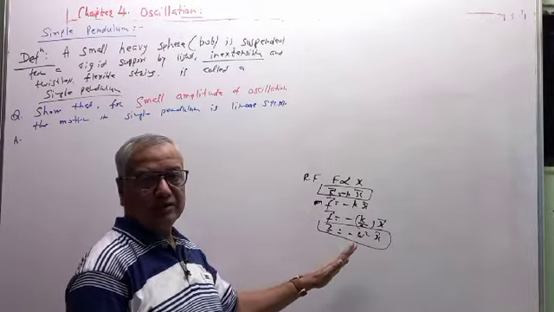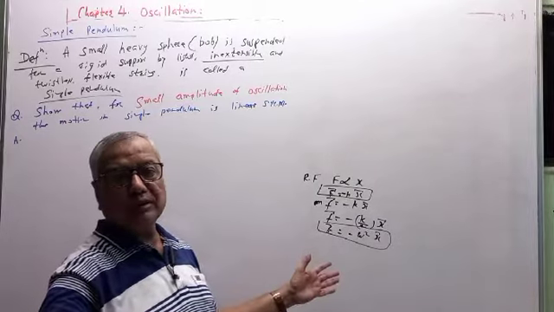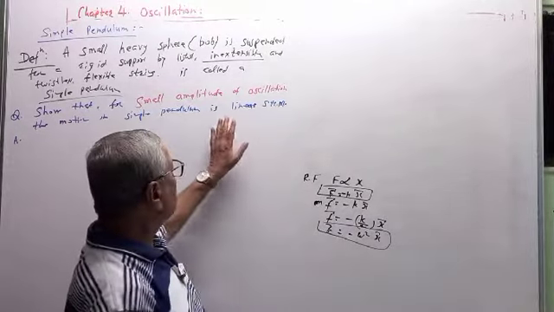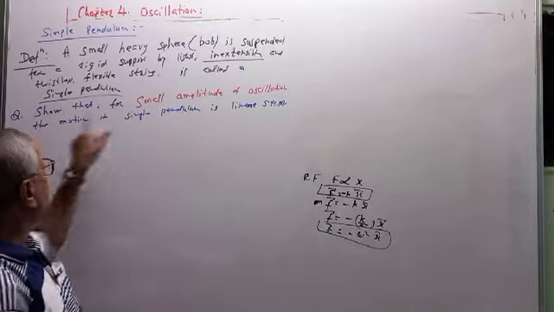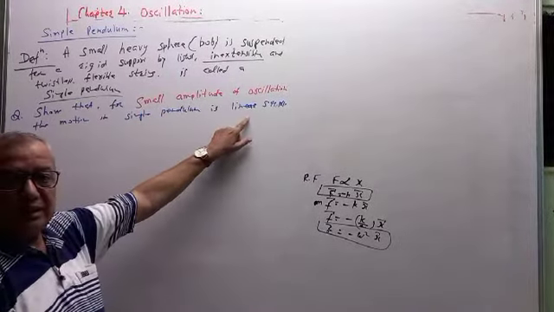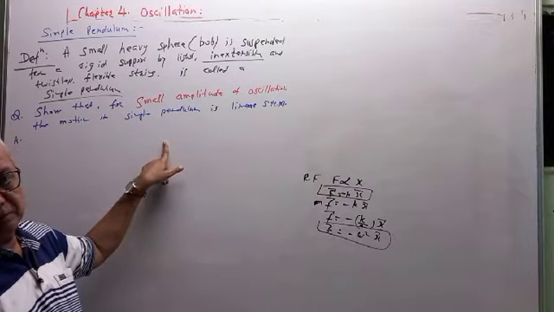If we know this equation, then we can find the expression for its period of oscillation. So actually this question is asked like this: Show that for small amplitude of oscillation, the motion of the simple pendulum is linear acceleration and derive the expression for its period of oscillation.